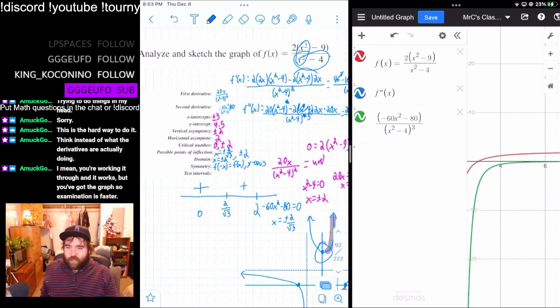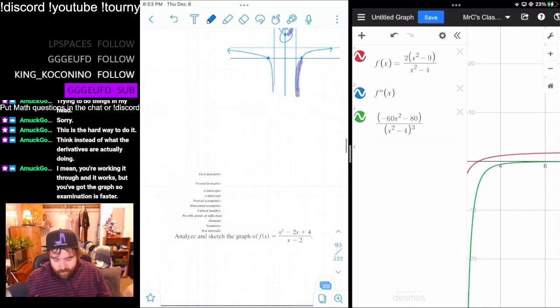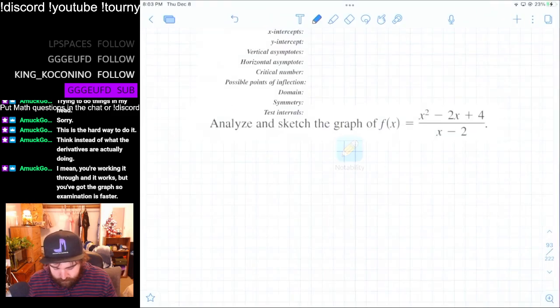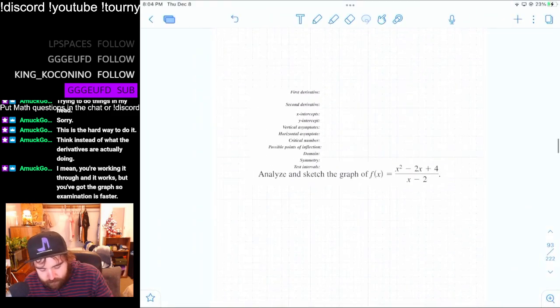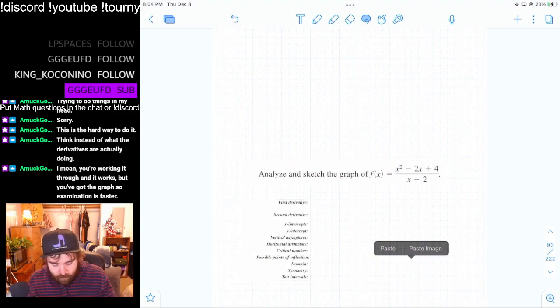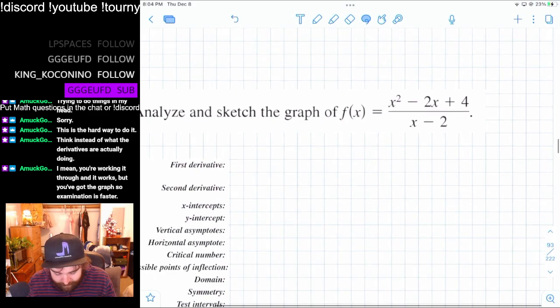Wow, we spent a long time on that. And that's just one. And they want us to do that for all of these. My goodness. But yeah, let's do it. Maybe these will be quicker and easier somehow.